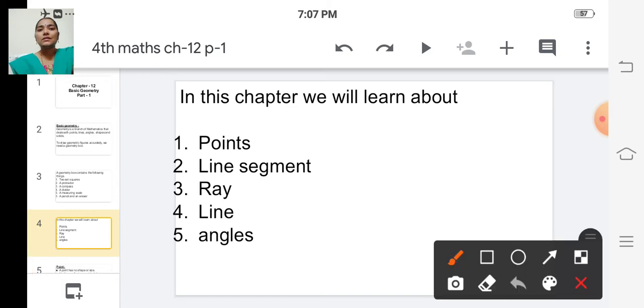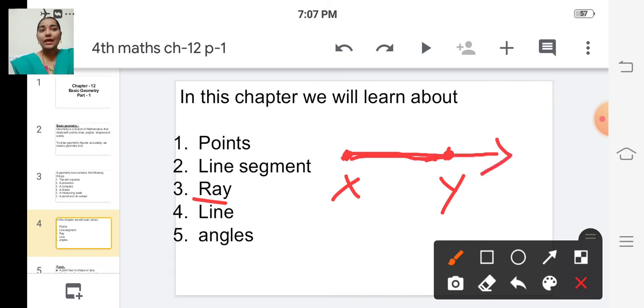The third one is ray. Take 2 points, similarly X, Y. Join these 2 points using a ruler and we can extend from any one end, either Y, and we have to put an arrow mark. This is called ray XY.